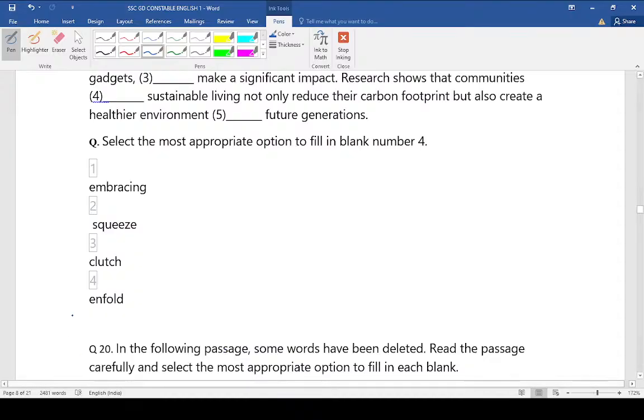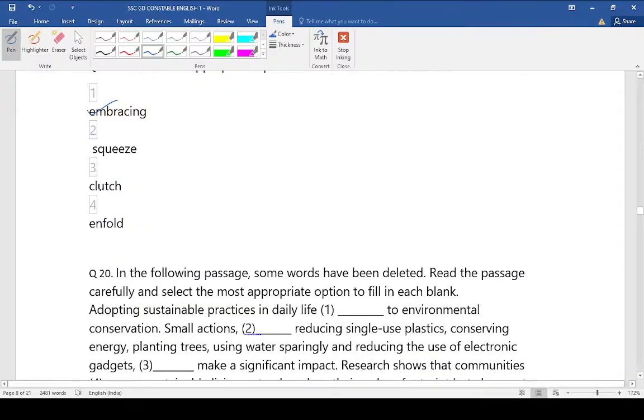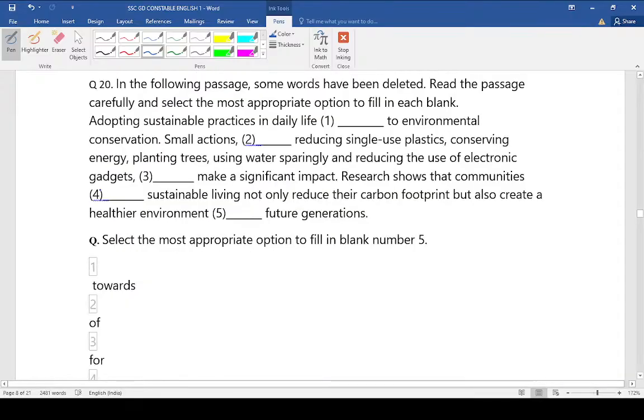So accordingly, what will come here? Research shows that communities embracing sustainable living not only reduce their carbon footprint. So this will be the answer. Embracing is nothing but accepting. Whatever things done by human beings lead to damage, that is accepted by everyone. Because of that, we have to take embracing. Next, the last one.